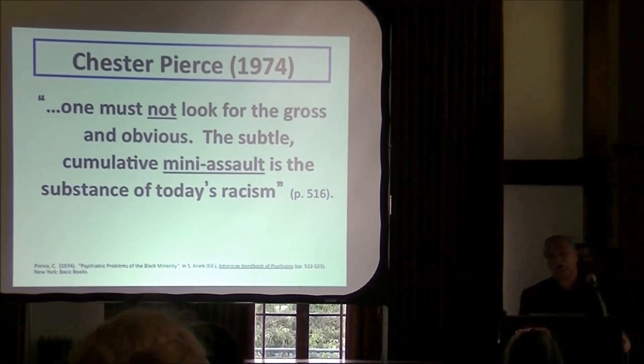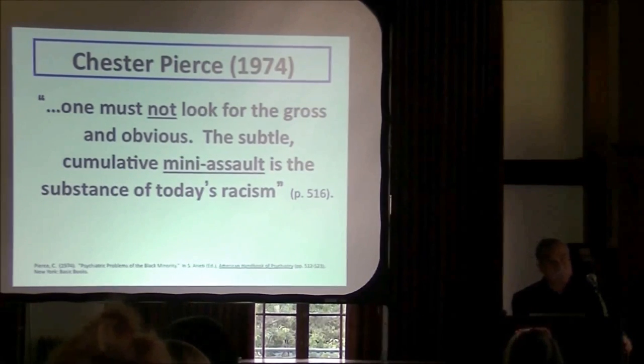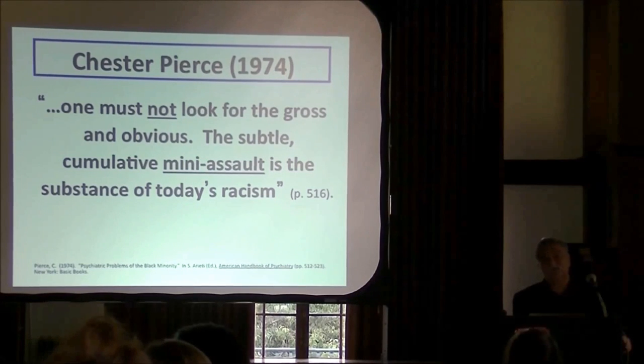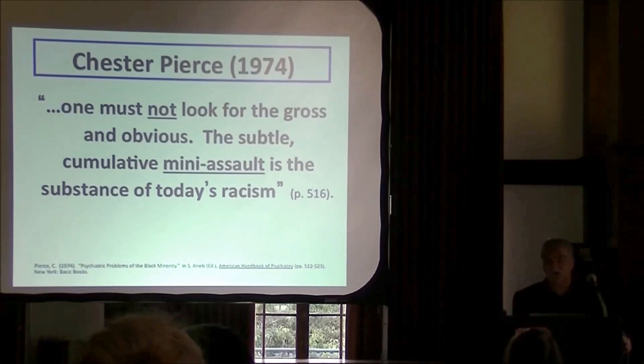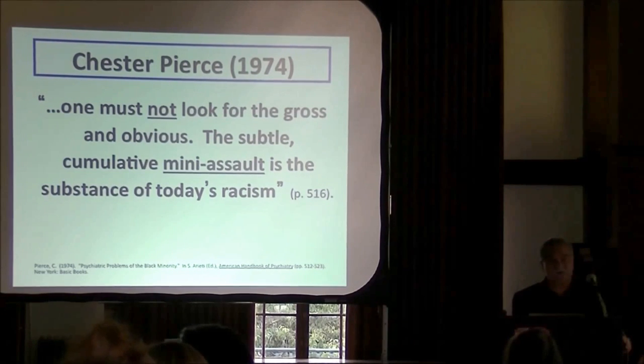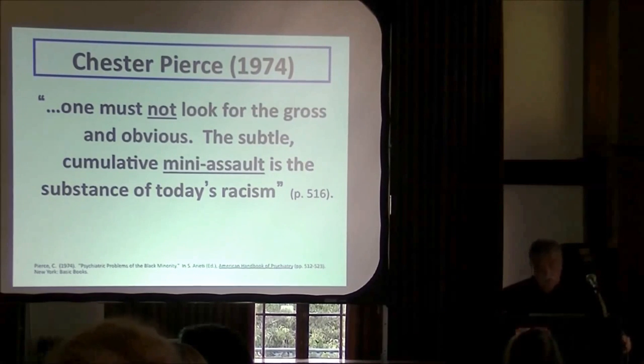But this is what he said about 41 years ago. Chet said, "One must not look for the gross and obvious. The subtle cumulative mini assault is the substance of today's racism." I think we can say the same thing in 2015, that it is the subtle, everyday forms of racism that are the substance of today's racism. And we'll talk about that.